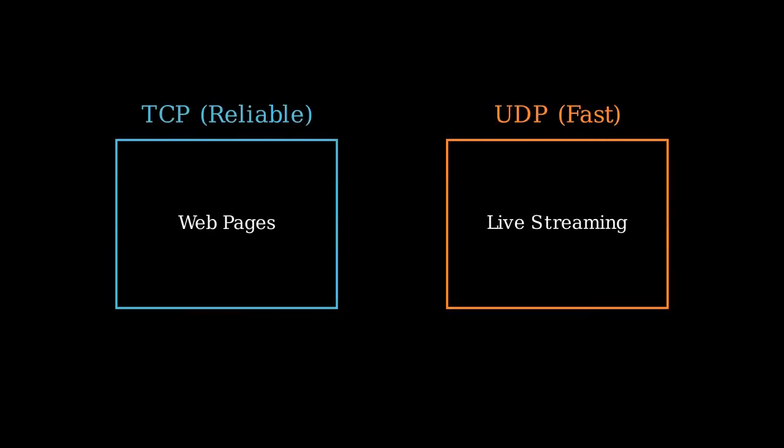For tasks like loading web pages, you want the reliability of TCP to ensure nothing is missing. For live streaming, however, you prefer the speed of UDP to keep the video real time. Ultimately, you have to choose your trade-off.